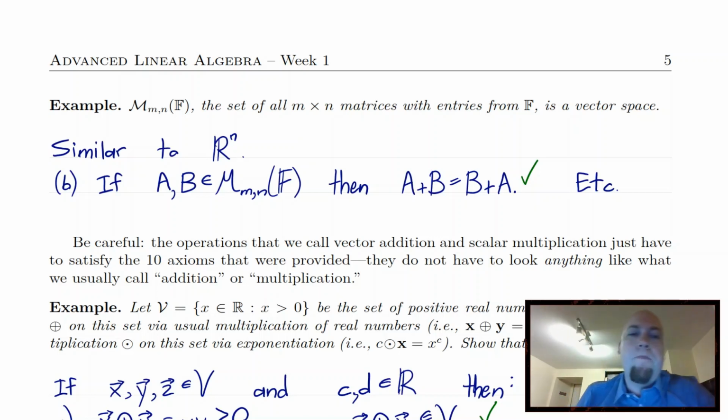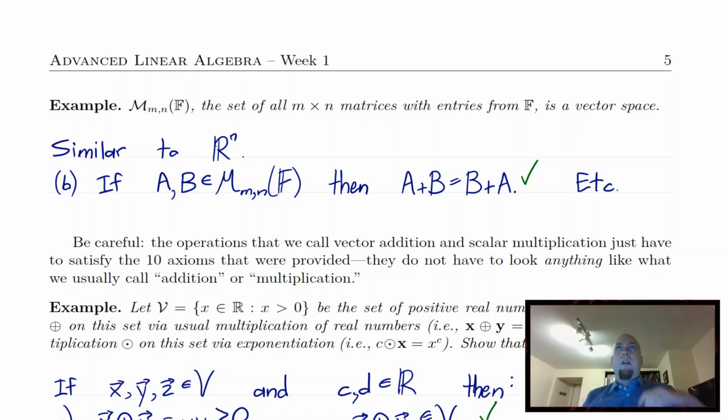It turns out that proving all of these properties is going to be almost identical to how we prove them for Rn itself. And the reason for that is, if you think about it, matrices, in a sense, are just lists of numbers. It's just that the list of numbers is arranged in a 2D array, but it's just a bunch of numbers listed out. Just like Rn. So proving that this is a vector space is almost identical to how we proved it for Rn.